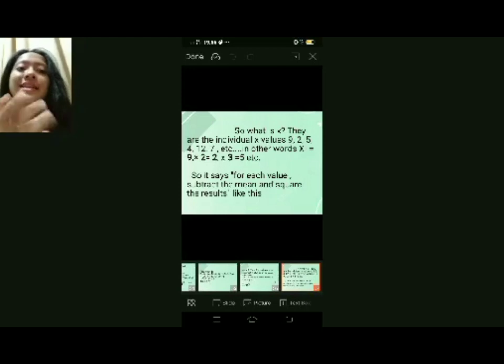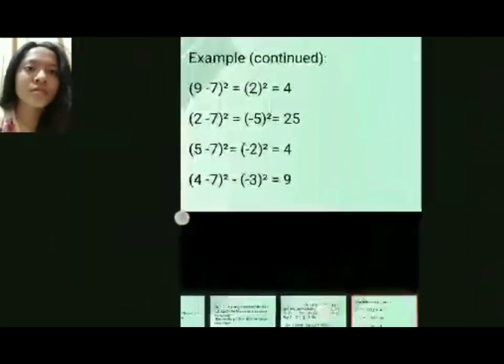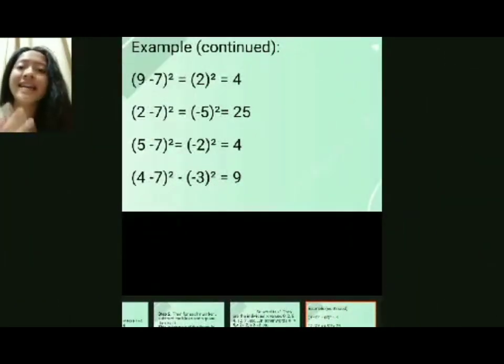So, for each of the values, we subtract the mean. What is our mean? 7. So, we subtract and square the result like this. For example, 9 is the value of our flower bushes. Subtract the mean: the mean is 7, to the power of 2. The 2 is written on top because of the formula we are using. So, 9 minus 7 equals 2.